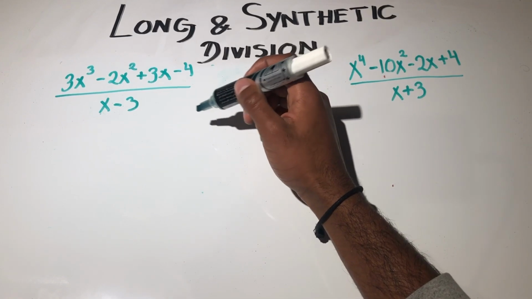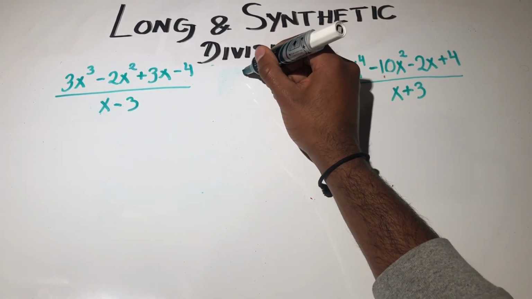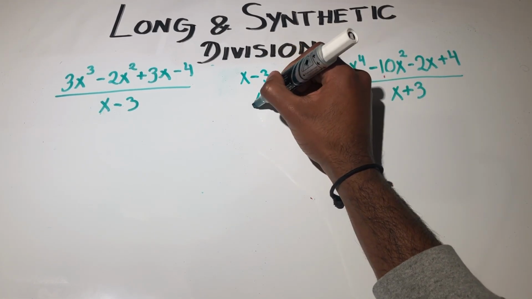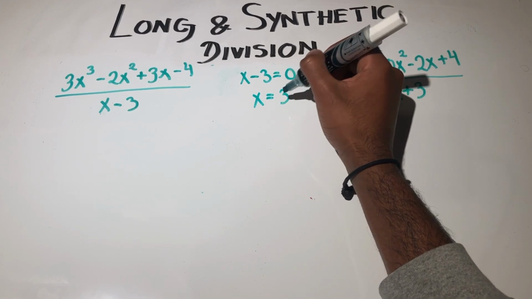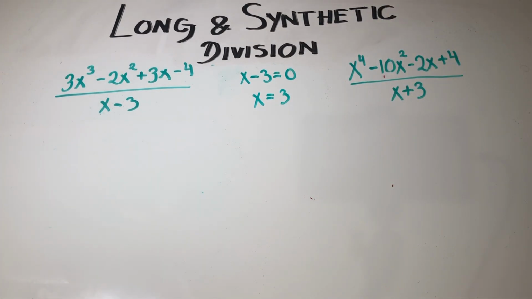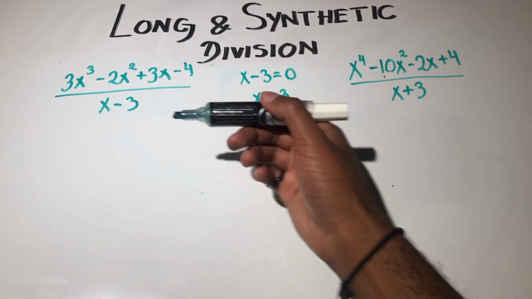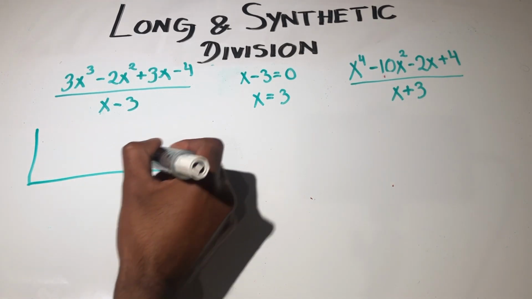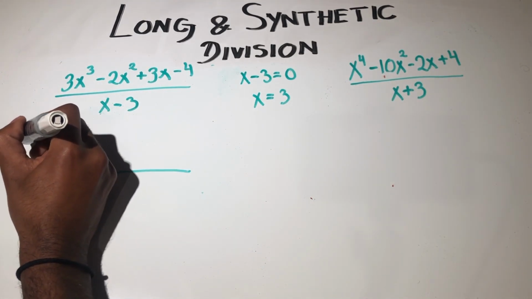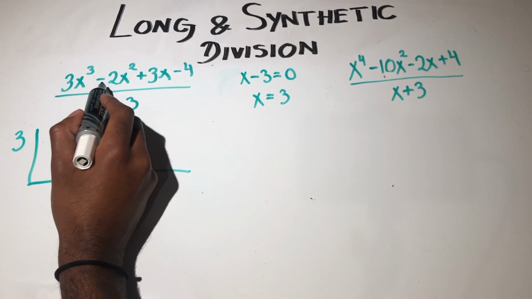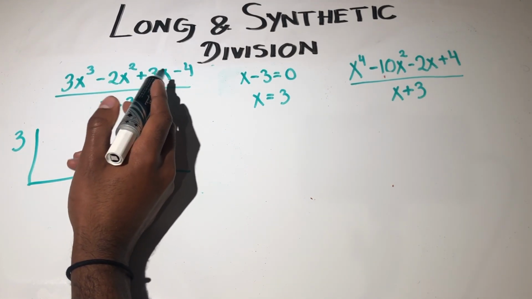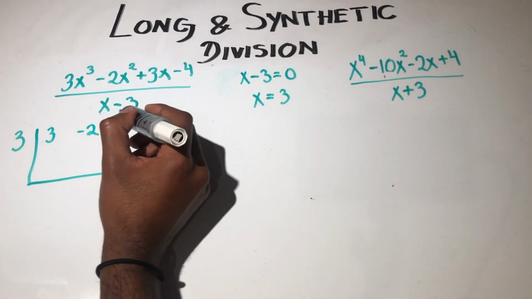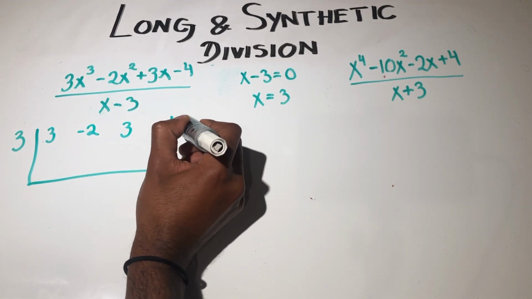So the first thing you're going to do is take your divisor, set it equal to 0, and then solve for x. So x is going to be 3. Or a faster way to do this is to just flip the sign. Now we're going to construct our table here. We're going to place 3 outside. Then we're going to take the leading coefficient of our dividend right here. So first we have 3, we have -2, 3, and -4.